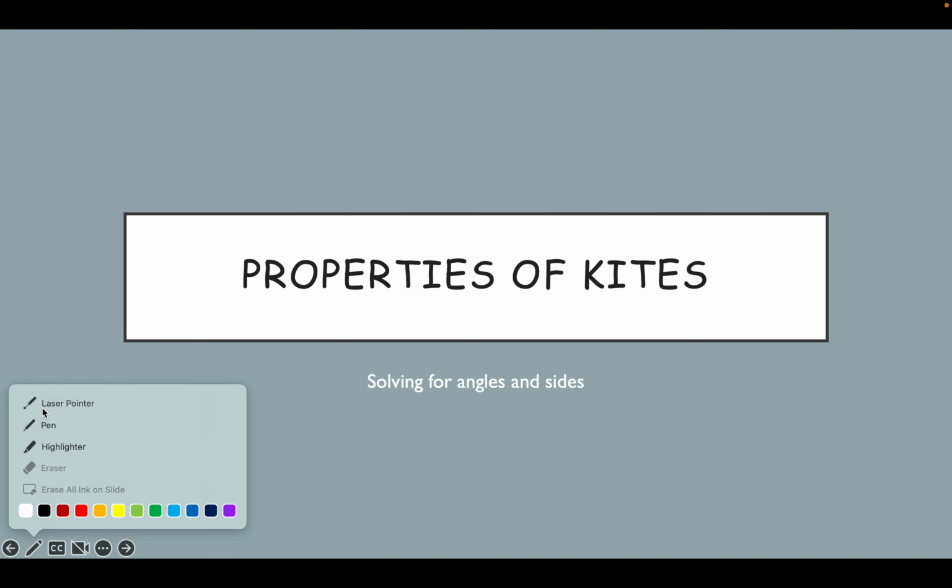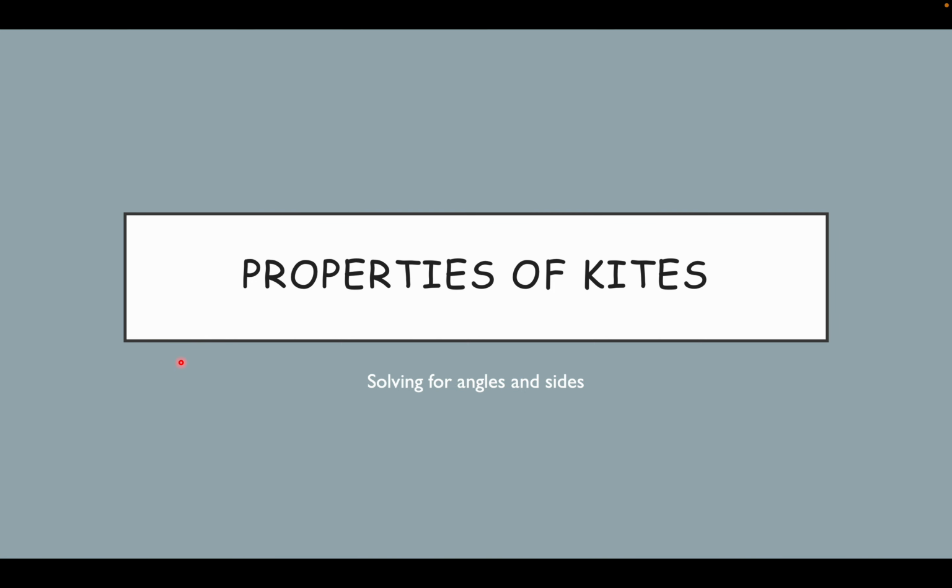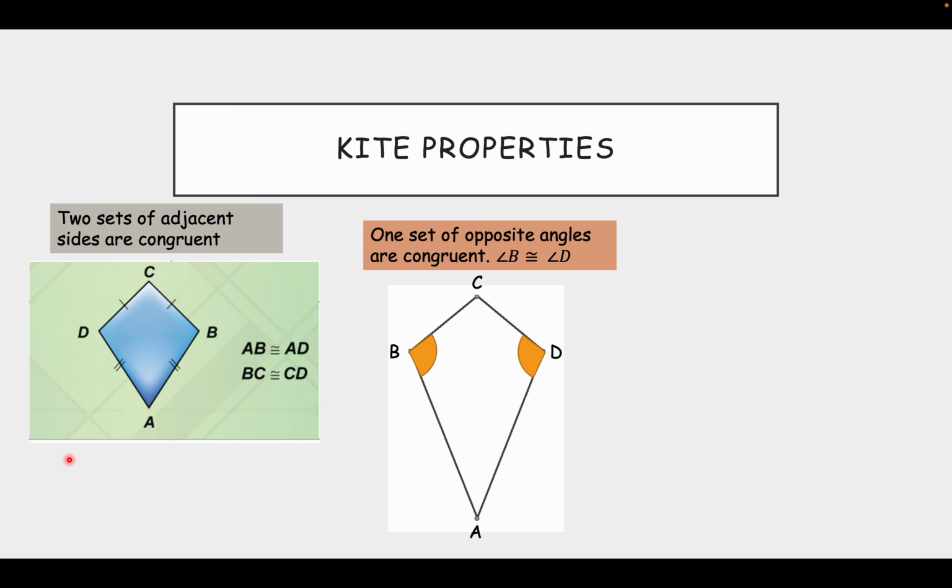Discuss properties of kites. We'll get into a few properties here before we discuss some examples. In a kite, there are two sets of adjacent sides that are congruent. These sides, DC is congruent to BC, and AD is congruent to AB.